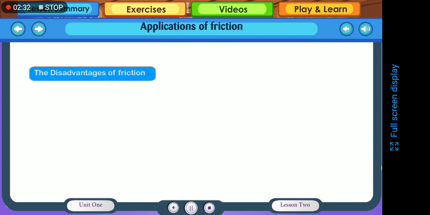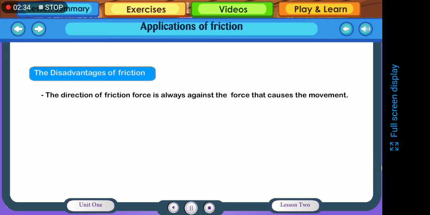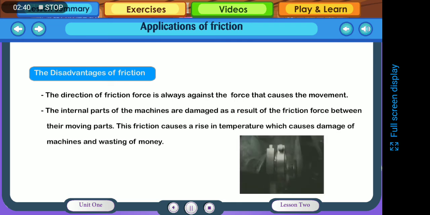What are the disadvantages of friction? The direction of friction force is always against the force that causes the movement. The internal parts of the machine are damaged as a result of the friction force between their moving parts. This friction causes a rise in temperature, which causes damage of the machine and wasting of money.